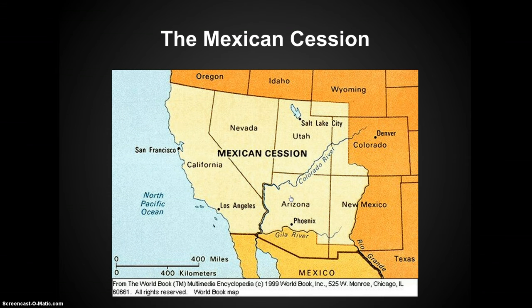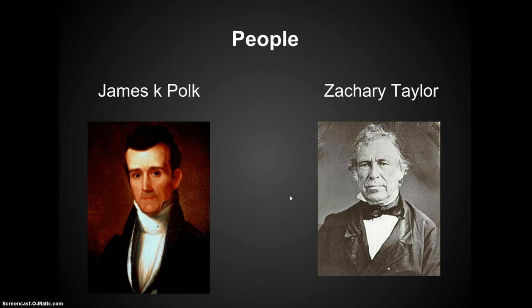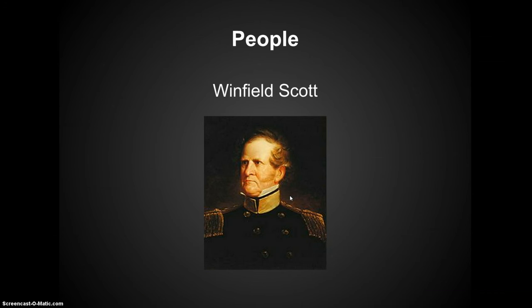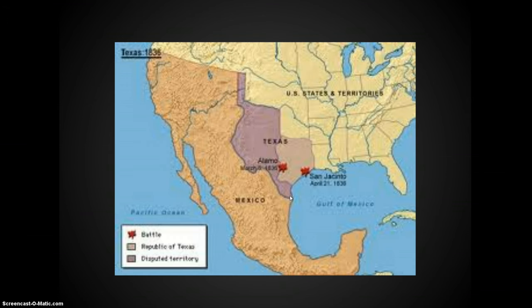First of all, I want to talk about key people in this session. You've got James K. Polk, who was the 11th president and president during 1846 through 1848, when the Mexican Cession occurred at the end of 1848. Then you've got Zachary Taylor, who's a general, and we'll talk about him later as to how the Mexican War started. Then we've got General Winfield Scott, who kind of changed the tide of the war for America, allowing us to take over the Mexican Cession and basically winning the war for us.